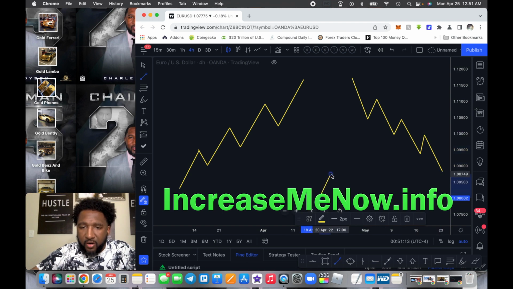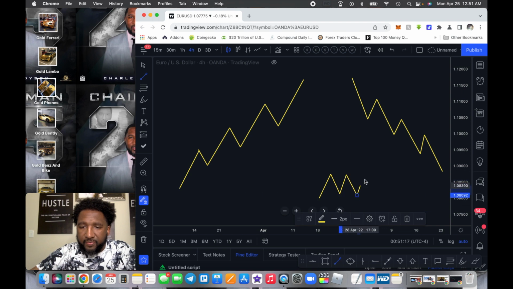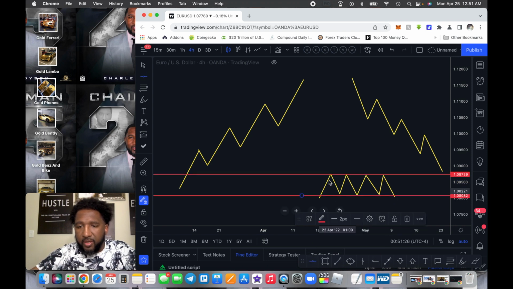And the market also does this. It's called consolidation. All right, where the market moves between two points, bouncing up and down, right? Just like this. The market moving between two areas, bouncing up and down.